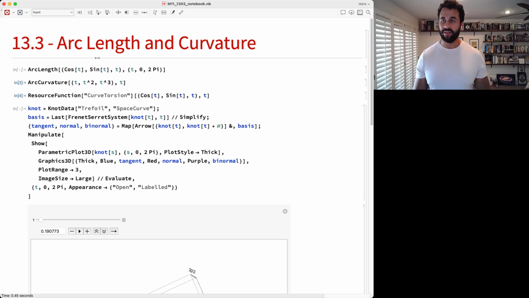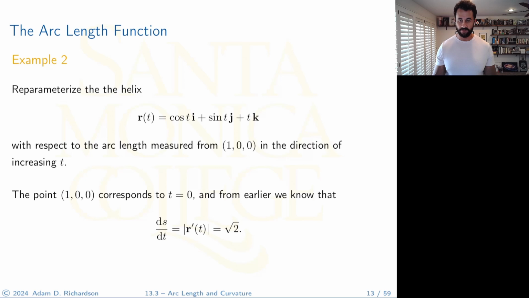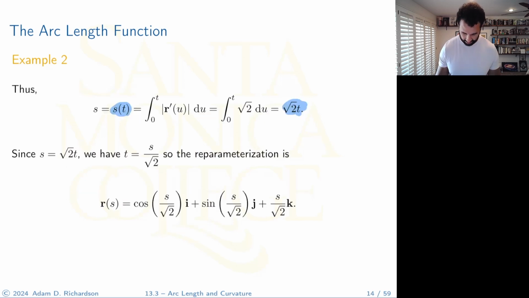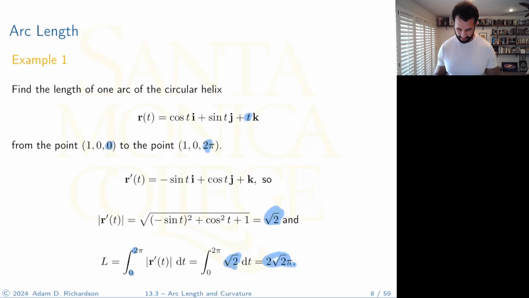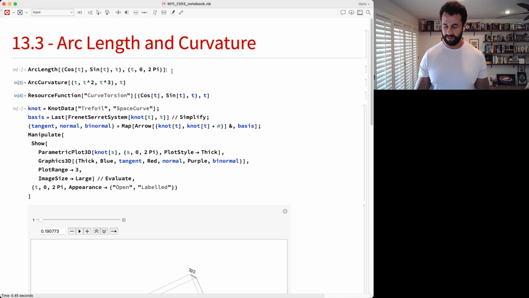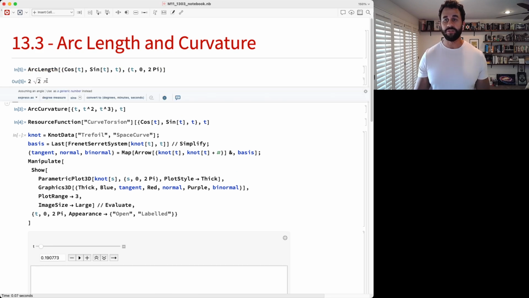Okay, so arc length of cosine t, sine t, t. If you remember from before, we computed that the arc length of that helix from 0 to 2 pi was root 2 times 2 pi. Let's see what Mathematica gives. So I've got it entered here, shift return, 2 root 2 pi. So verified, it is the same. Nice. So keep this in mind to check your work.